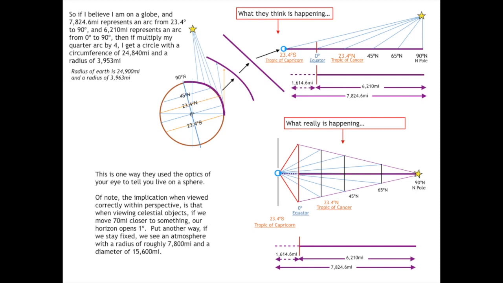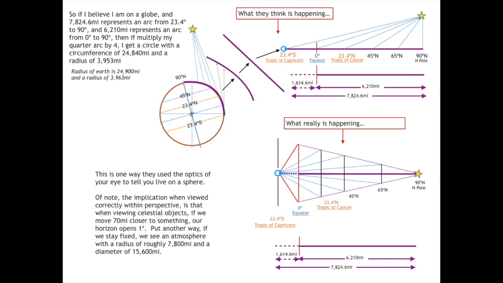So again, what they think is happening is up here on the right. What is really happening is that they are not taking into consideration that additional 23.4 degrees that is dropped from the vertical field of view to our eye line. So this is one way they use the optics of your eye to tell you that you live on a sphere.